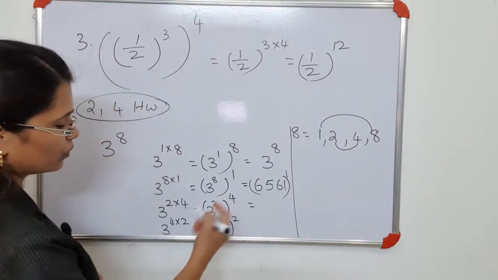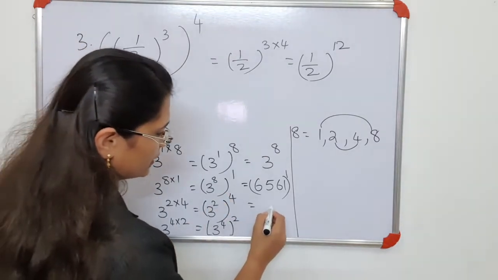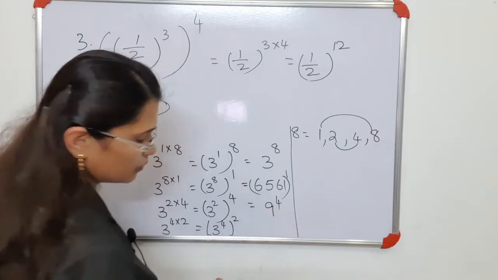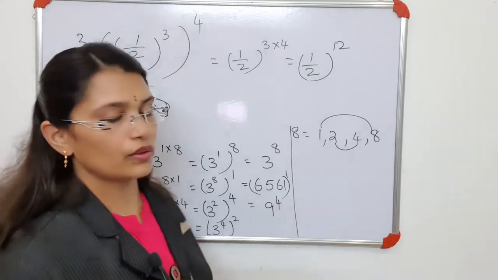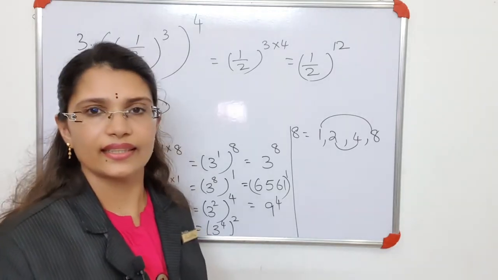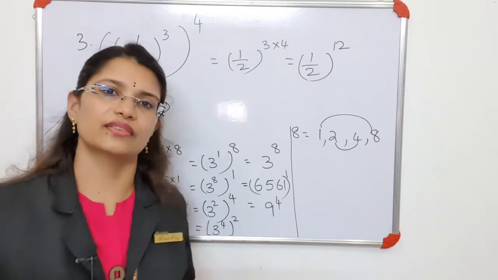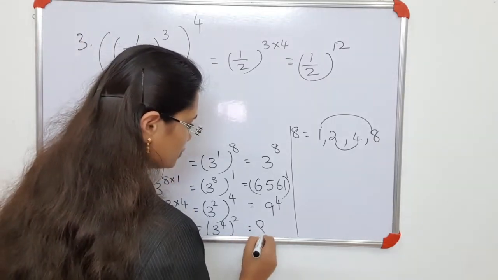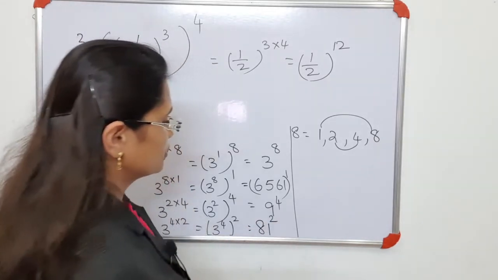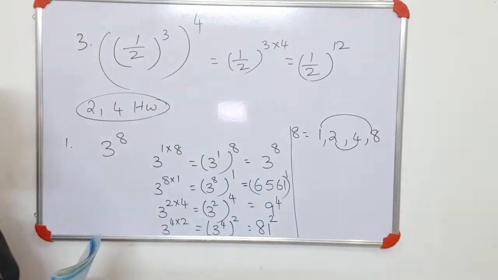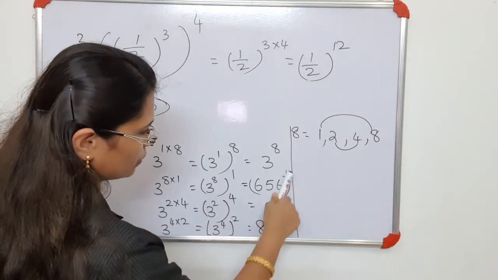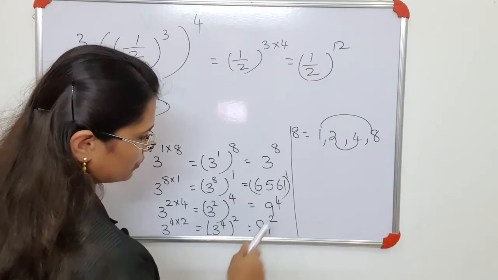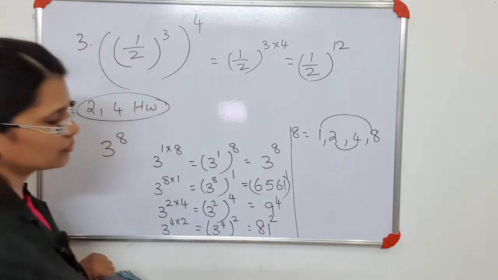Then (3 square) whole raised to 4. 3 square means 9. 9 to the power 4. Then (3 raised to 4) equal to 3 into 3, 9. 9 3s are 27. 27 into 3, 81. So 81 square. So which are the other powers of 3 raised to 8? 6561 whole raised to 1, 9 raised to 4 and 81 square.